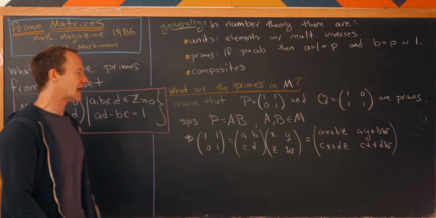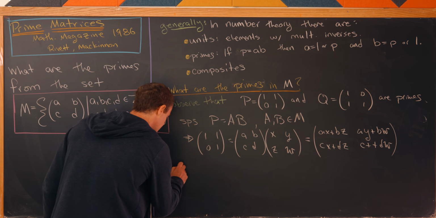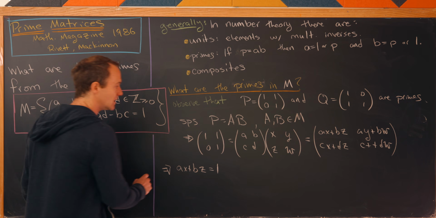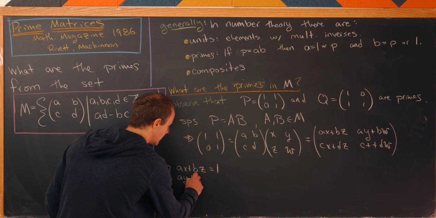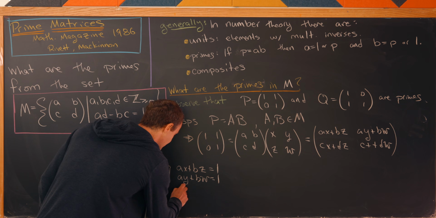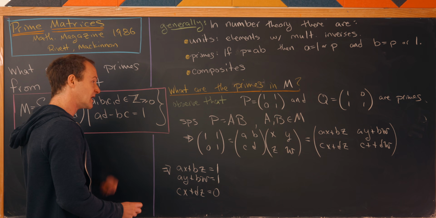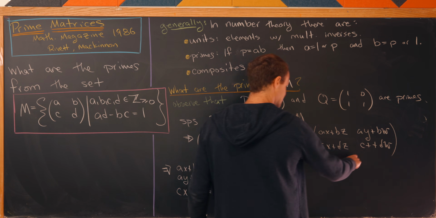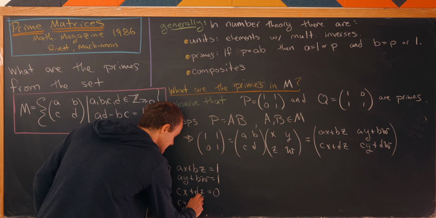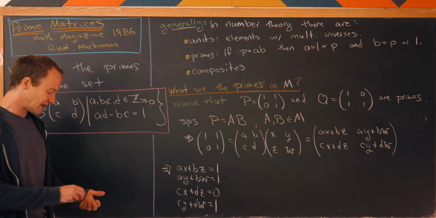Okay, so anyway, now we have the following setup, but that gives us a system of equations. Notice we have AX plus BZ is equal to the number 1. We have AY plus BW is also equal to the number 1. We have CX plus DZ is equal to the number 0. And then finally, we have, let's see, this was CY, CY plus DW is equal to the number 1. And now we just play some games with this.